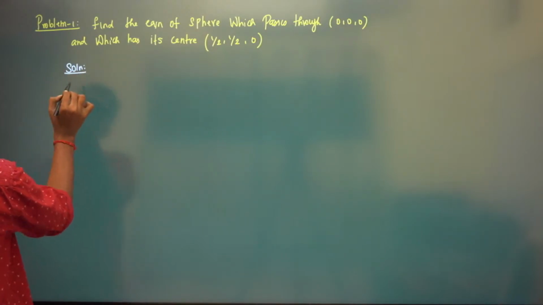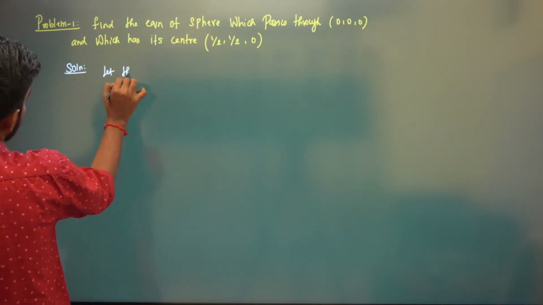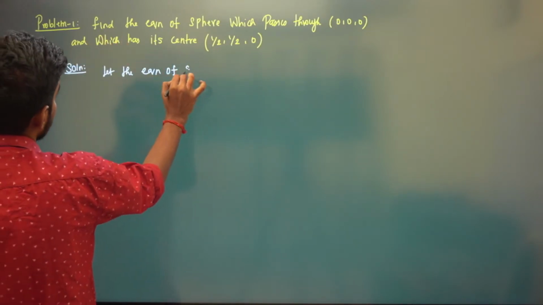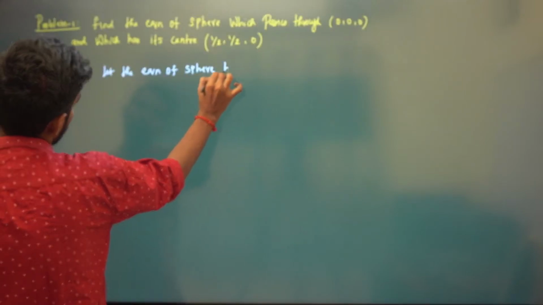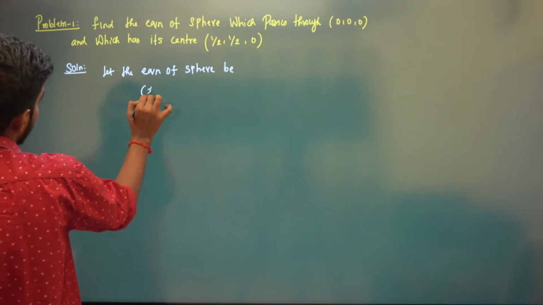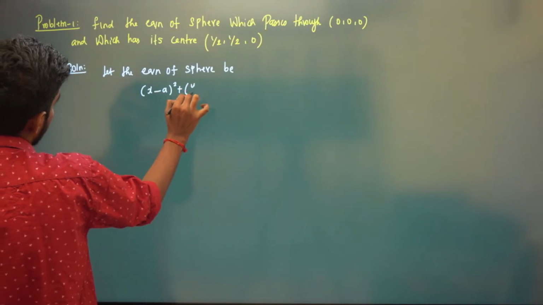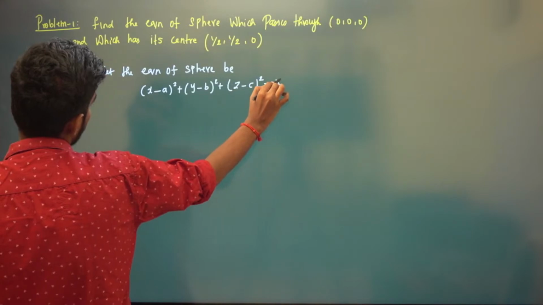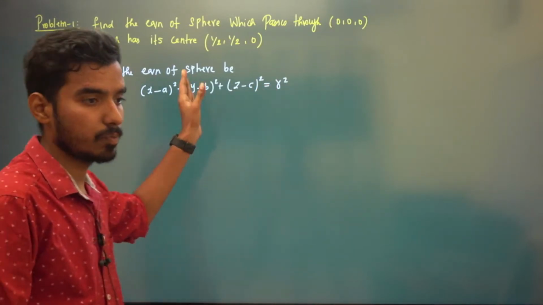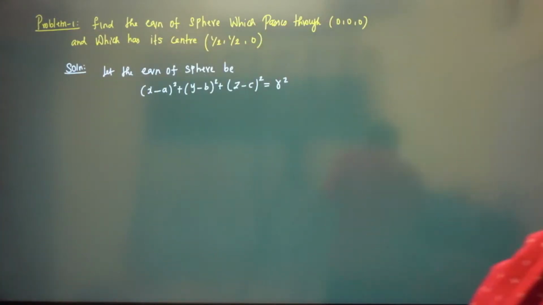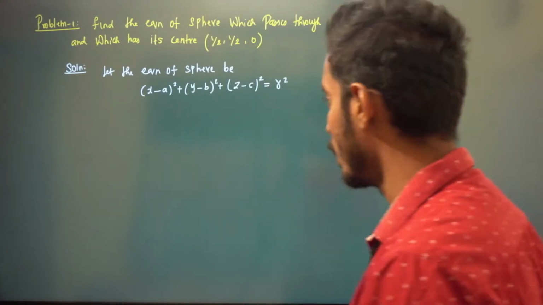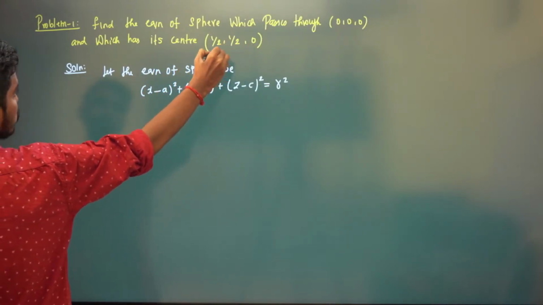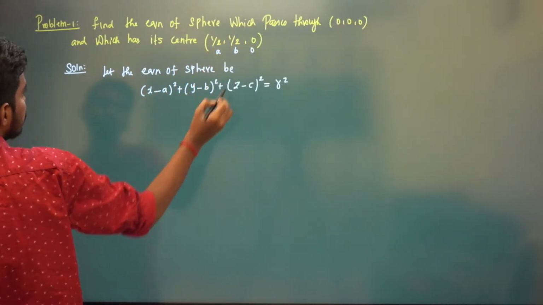So let the equation of the sphere be x minus a whole square plus y minus b whole square plus z minus c whole square is equal to r square. You can assume the equation of a sphere in central form or in general form also. You can assume any form. I'm assuming central form. Now it has its center at 1 by 2, 1 by 2, 0. That is, this is the center a, b, c.